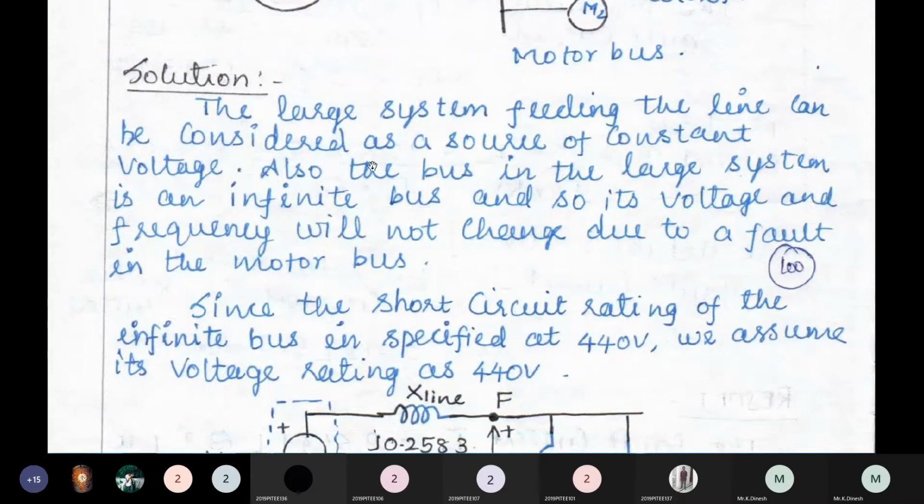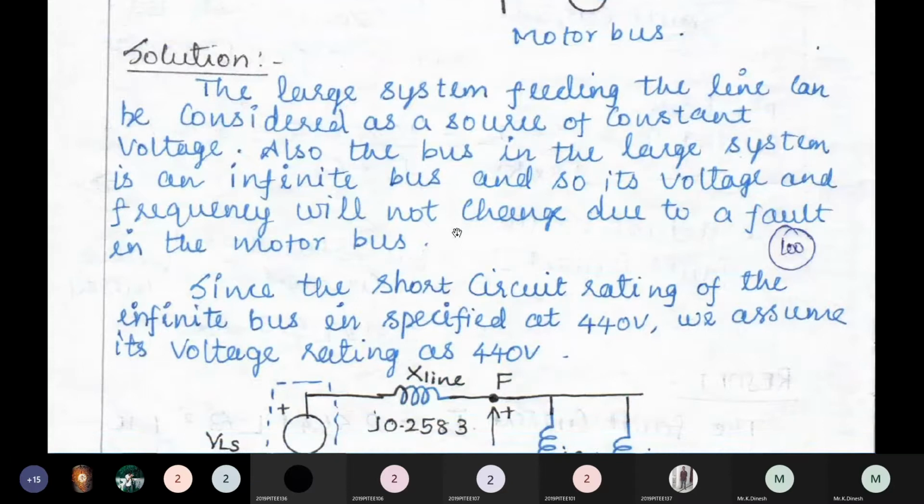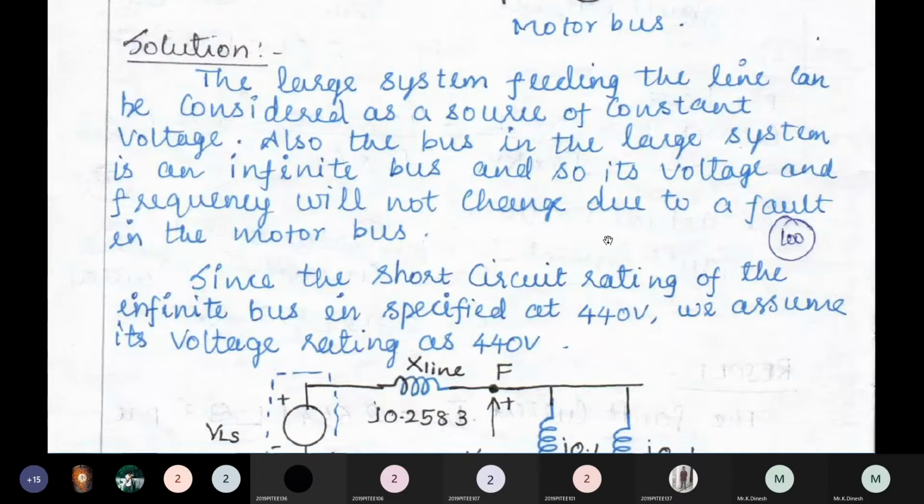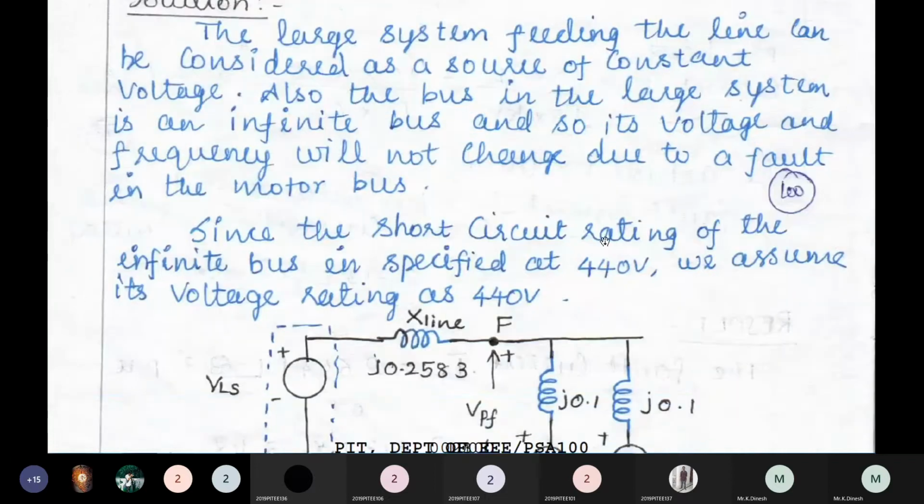So it is a constant voltage system. Due to the fault in the motor, the constant voltage may not be changing. And the short circuit capacity of the large system is specified at 440. Based on this, I have to draw the circuit diagram.